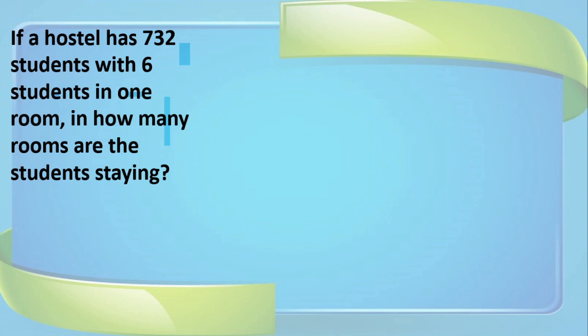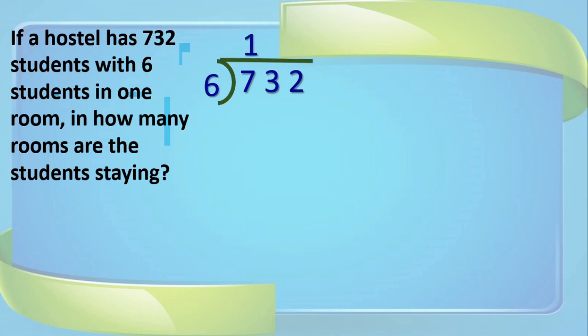Here, what we will do, 732 students are there, total students, correct? And in each room, there are 6 students. So, here, 732 divided by 6. Now, 2 is in the unit place, 3 in the tens place and 7 in the hundreds place. Right? Okay. We will begin our sum.